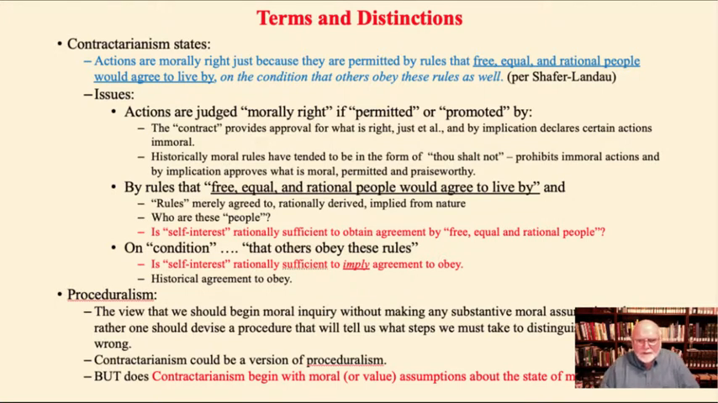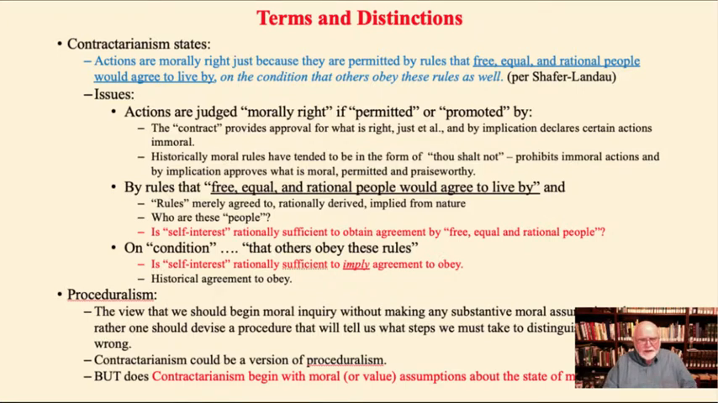And these free, equal and rational people make this agreement about the rules because they believe that all other free, rational and reasonable, equal people would agree with them. They are, in a sense, a construct, just like the contract itself is a construct. Of course it raises the question, who are these people? What's their self-interest in doing that? And of course, on condition that others obey these rules as well, here again you have the concept that self-interest would cause one to do that.